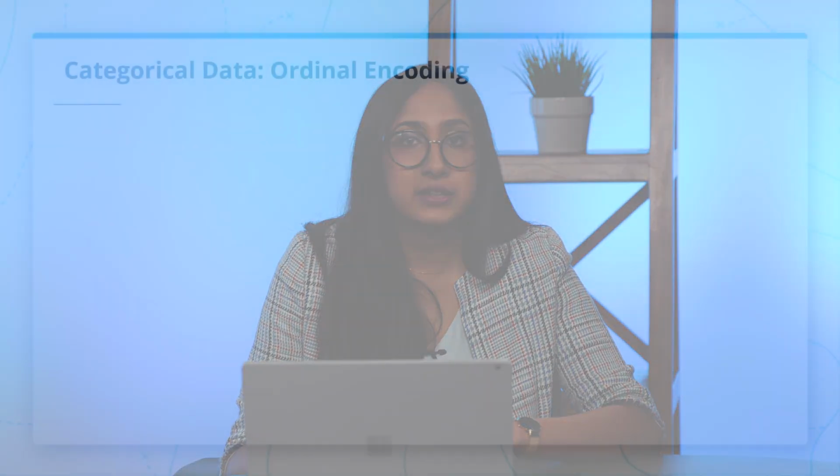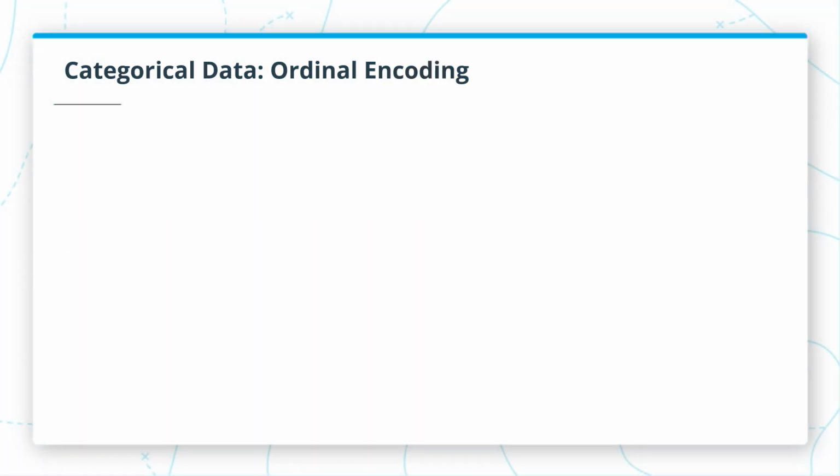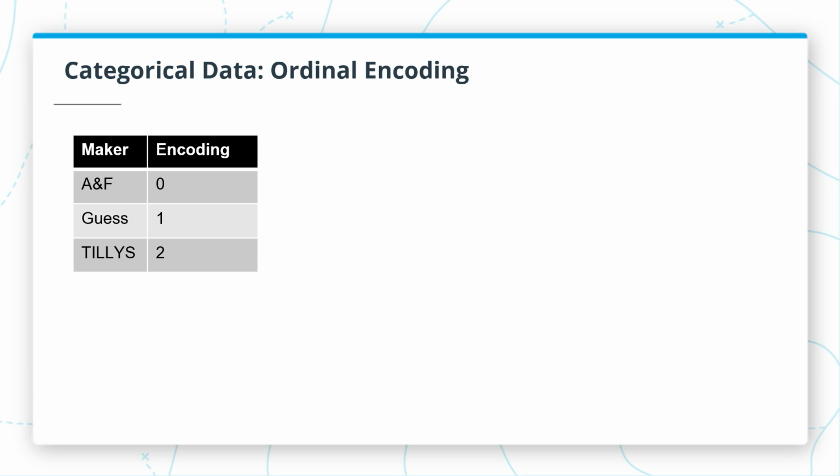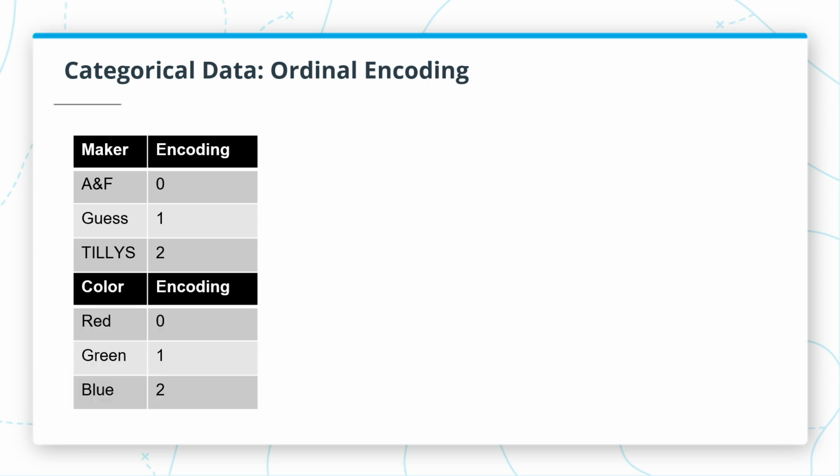Next, let's look at the two approaches to deal with categorical data. Ordinal encoding converts categorical data into integer codes ranging from 0 to the number of categories minus 1. For example, let's look at how to encode maker. The approach we will take is that each unique maker category is assigned an integer code ranging from 0 to 2. Similarly, we can encode the color category, as you can see in the slide.